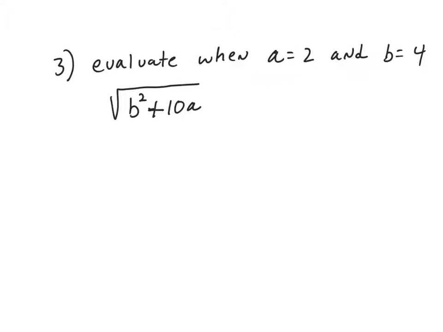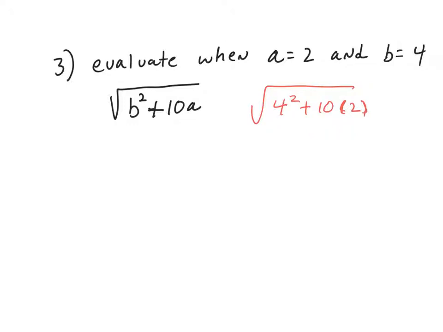On number 3, we're evaluating when a is equal to 2 and b is equal to 4. So the first thing I will do is substitute in a 2 for a and a 4 for b. So we're going to get square root of 4 squared plus 10 times 2.